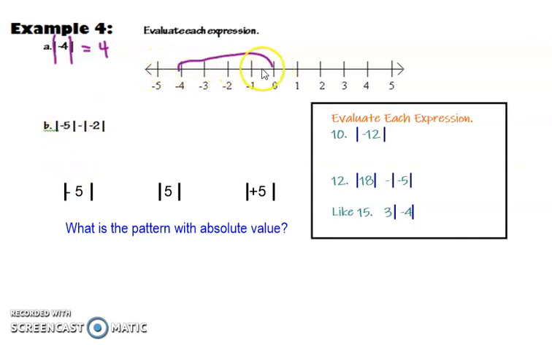What's that distance? 5. So this is really just 5. So I'm going to draw an arrow down here. 5. Okay, you still bring down the minus sign, minus, and then the absolute value of negative 2. Okay, so it's 5 minus 2, so we're going to make that 3.